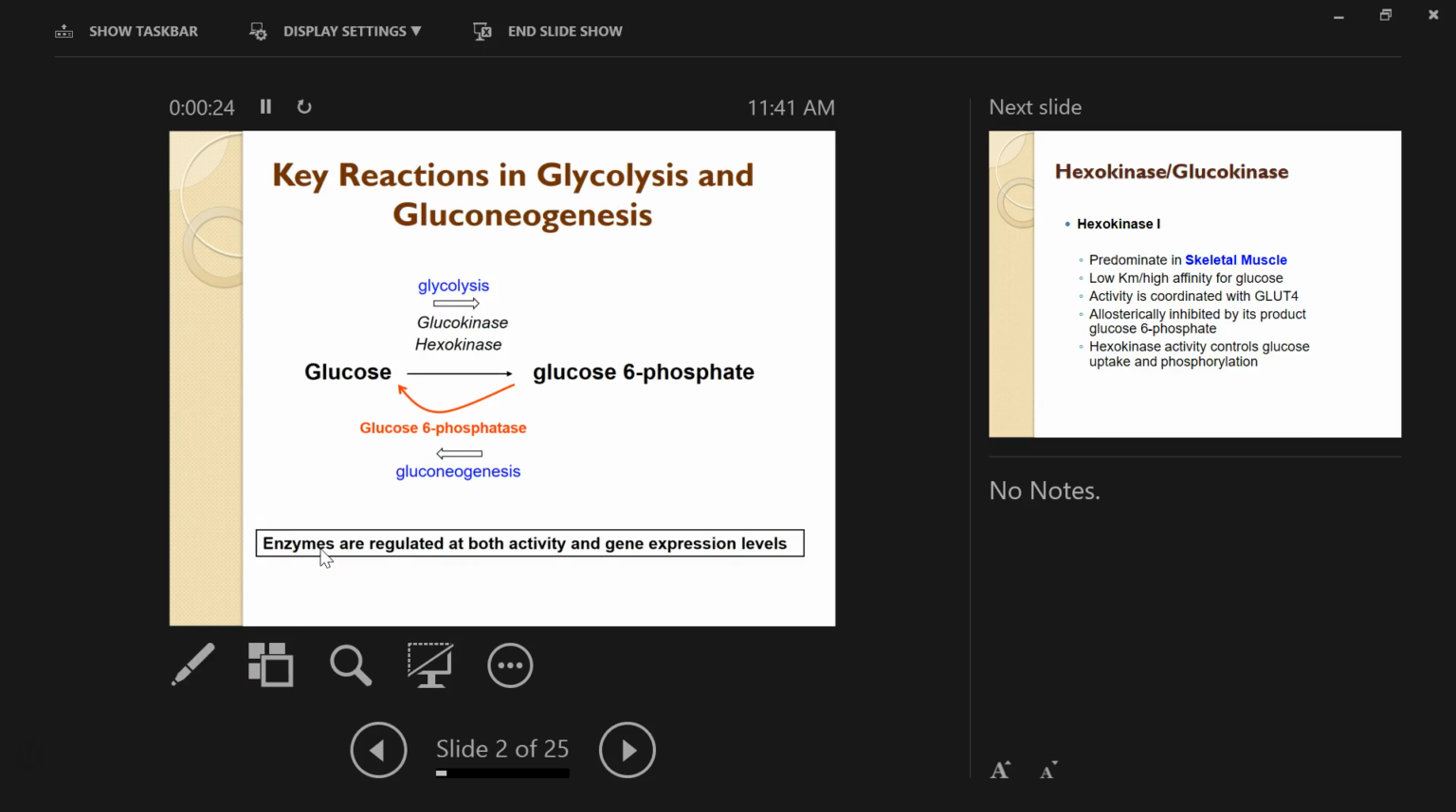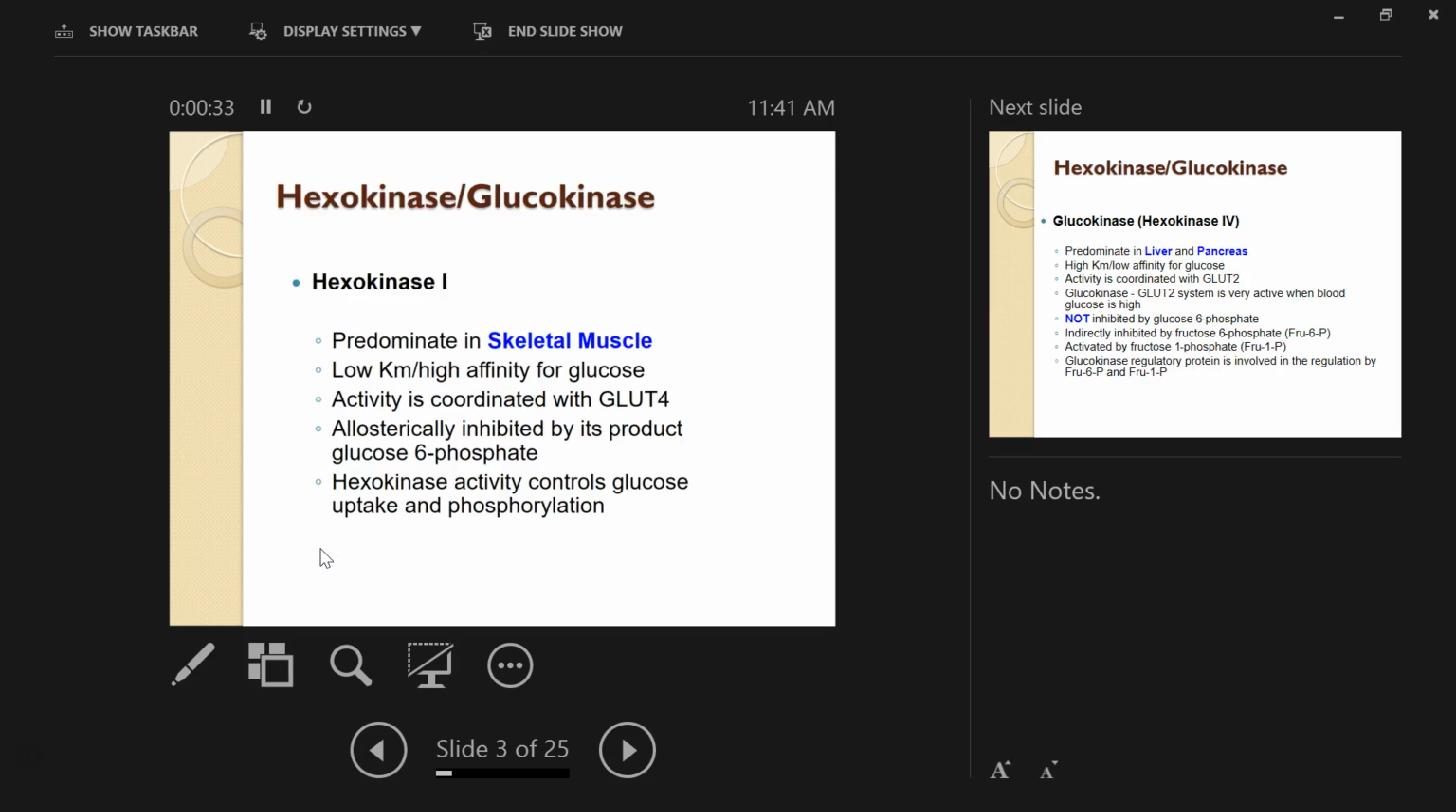Yeah, so just the other 2 key reactions, how enzymes are regulated, right? Like hexokinase. You also need to go a little bit detailed about each specific enzyme, how they are regulated by hormone and substrate, right? For example, glucokinase or hexokinase. And again, glucokinase and hexokinase have a different tissue distribution. Glucokinase is basically in the liver and pancreas, and hexokinase in the skeletal muscle.